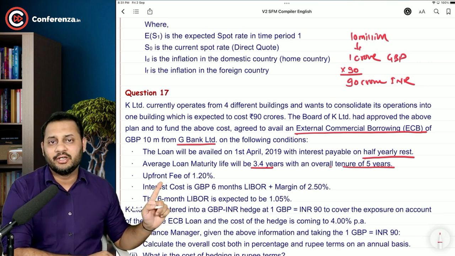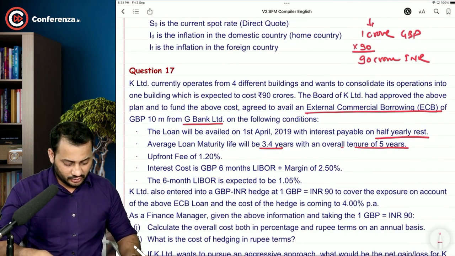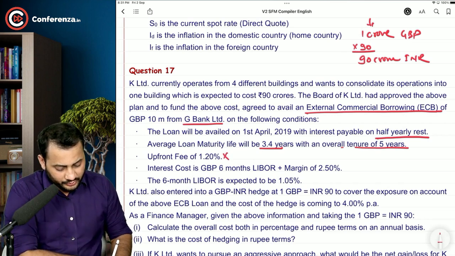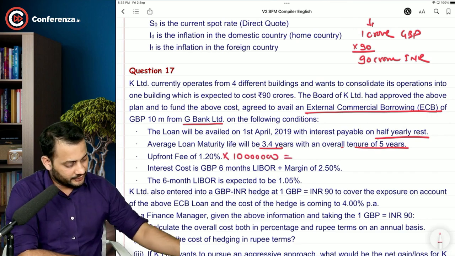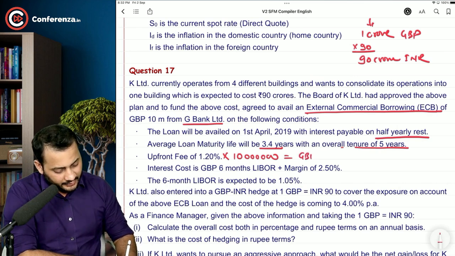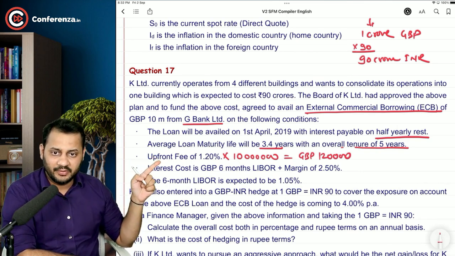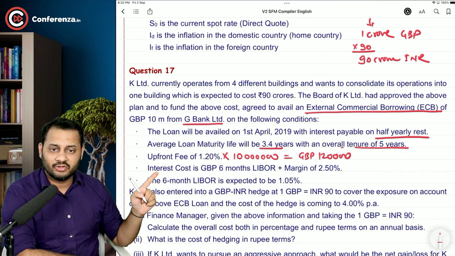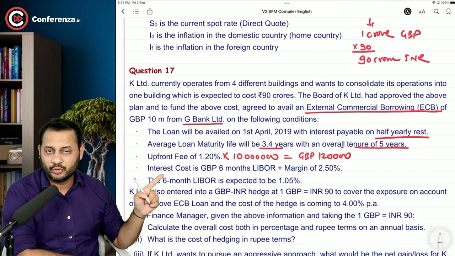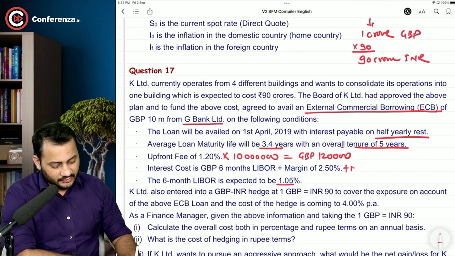Upfront fee is 1.20%. Let's stop it here. 1.20% of 10 million, let's calculate. That comes to GBP 1,20,000. So this is the upfront fee that we will be paying. Second, the interest cost is 6 months LIBOR plus margin of 2.5%, and the 6 months LIBOR is 1.05%. That means 3.55%.